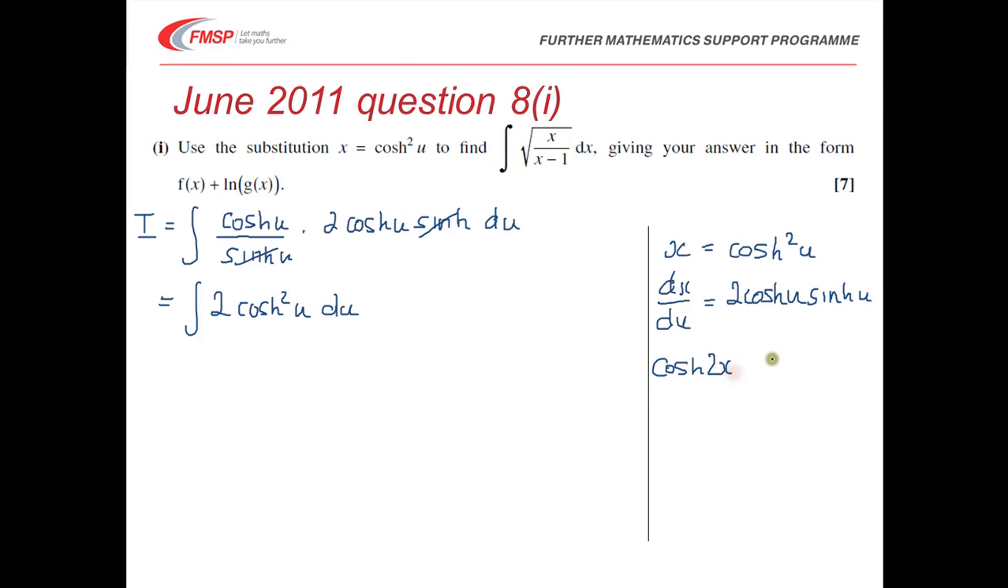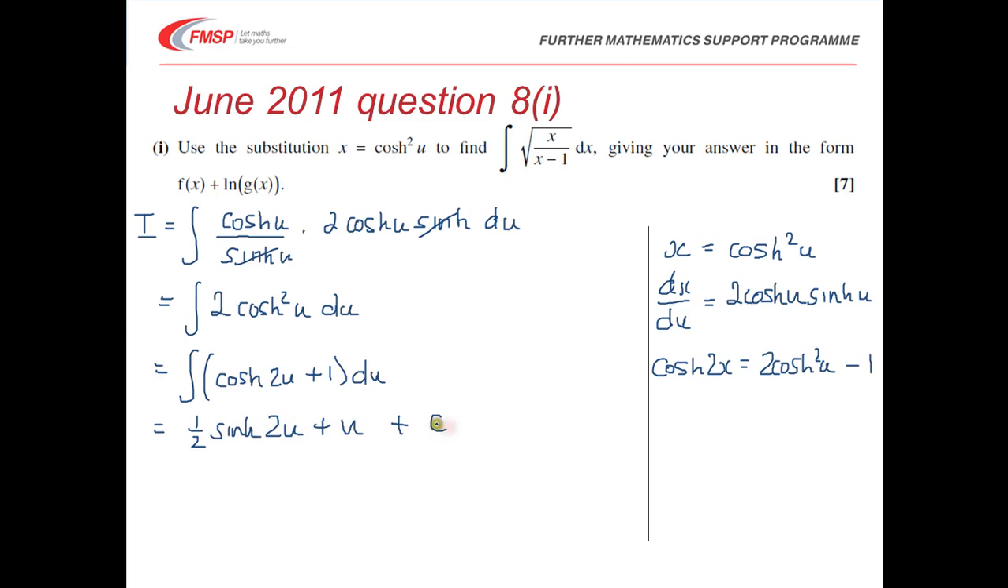At this stage we need to remember the trick, and that we have to use the identity cos 2u equals 2 cos squared u minus 1. So in our particular case we're going to be able to write that as cos 2u plus 1. It's a little bit like we did in trigonometry with the double angle formula. And now of course we have it in the form we can integrate, so that's going to be a half sin 2u plus u plus a constant.